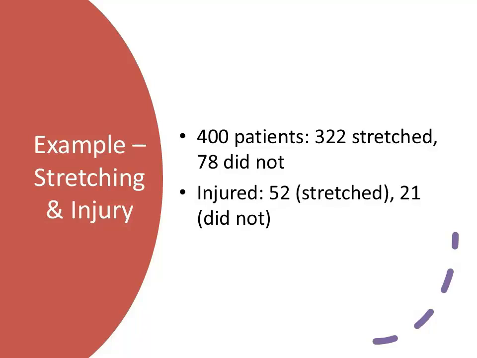Suppose 400 patients are surveyed. 322 stretched before exercising, and 78 did not. Of those who stretched, 52 got injured. Of those who didn't stretch, 21 got injured. This data forms the basis of our two-way table and allows us to calculate various conditional probabilities.